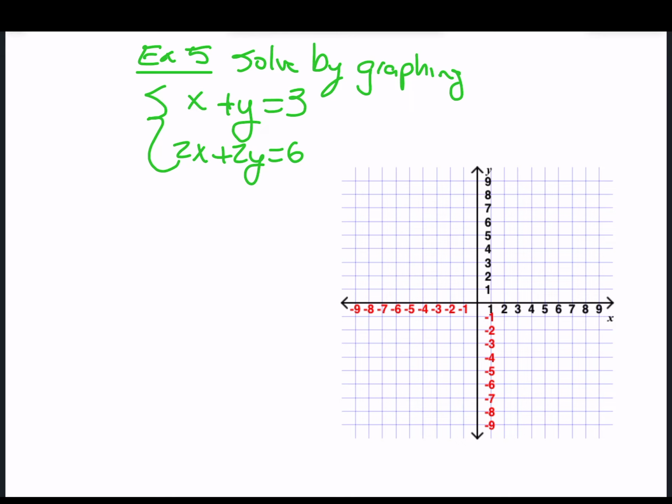Okay, for example 5, we want to solve by graphing the system of equations. The first equation is x plus y equals 3, and the second equation is 2x plus 2y equals 6. Both of these equations are not in slope-intercept form, so we will put them in slope-intercept form. X plus y equals 3. To get y by itself, we can subtract x from both sides, and we get y equals negative x plus 3. We can graph this one in pink.